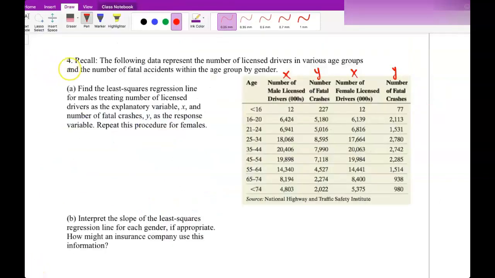Okay, now example number 4. The following data represent the number of licensed drivers in various age groups. Here we have X, here is Y for males, and same thing for females. Here the first column for this group is X, and here is Y, which is the response variable. Find the least squares regression line for each group, for males and females. So we need to enter all this data into the TI-84.